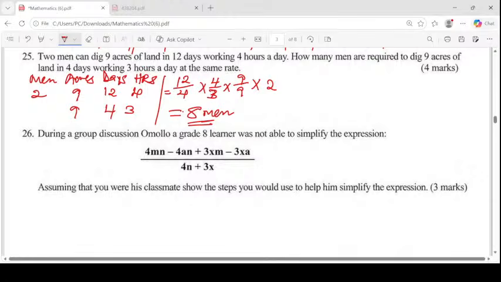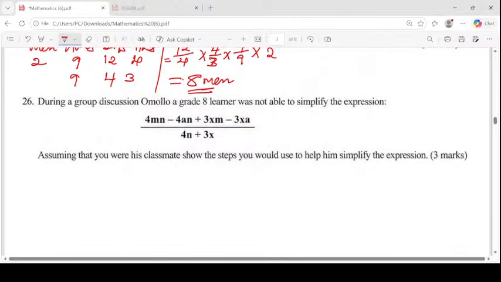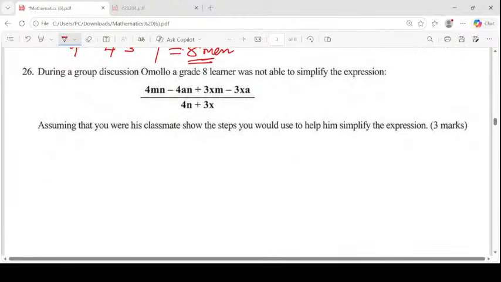Now let's look at question number 26. During a group discussion, Omolo, a grade 8 learner, was not able to simplify the expression 4mn minus 4an plus 3xm minus 3xa over 4n plus 3x.